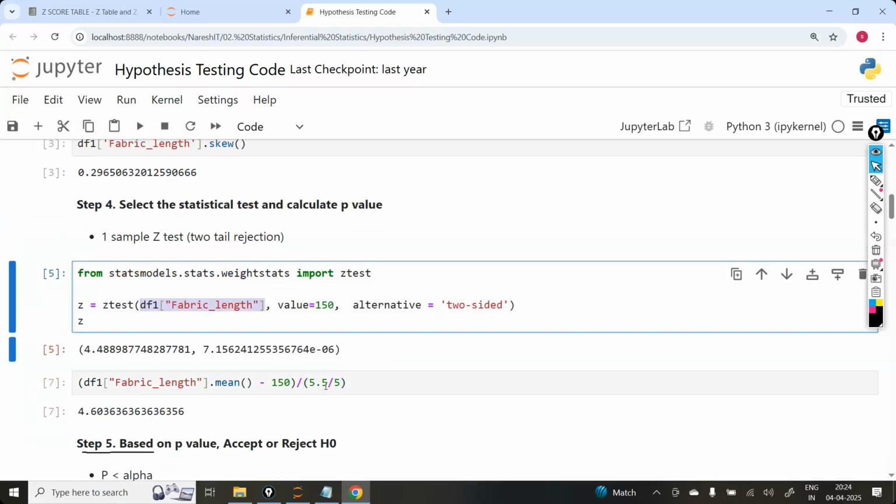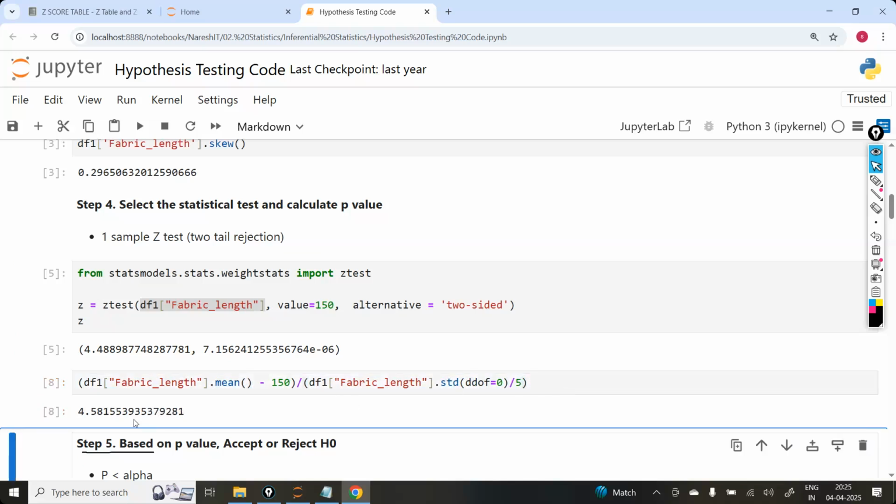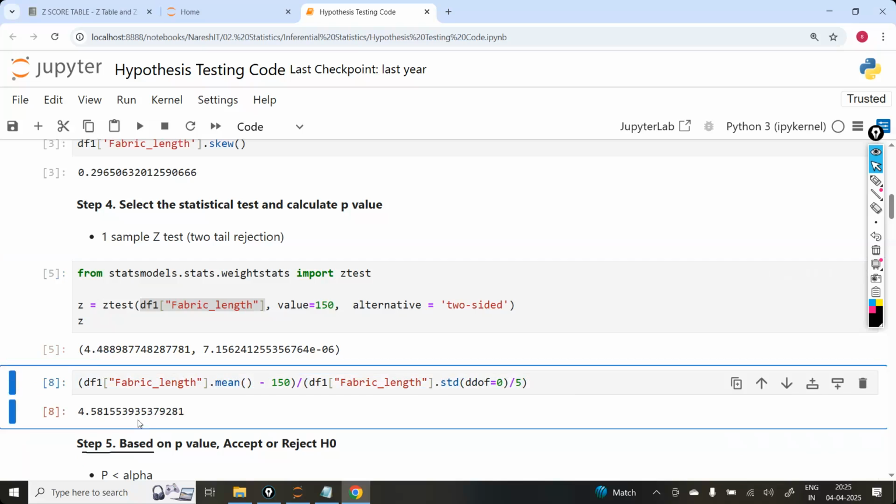Sir, same thing for this one also. Instead of 5.5, let me write clearly dot STD, that is standard deviation. Inside this, what I have to write? DDOF is equal to what? 0. Why? Population standard deviation, right? So x bar minus mu divided by sigma by square root of n. Now what is the value? 4.58. Almost same, with respect to slight deviation, internal values.